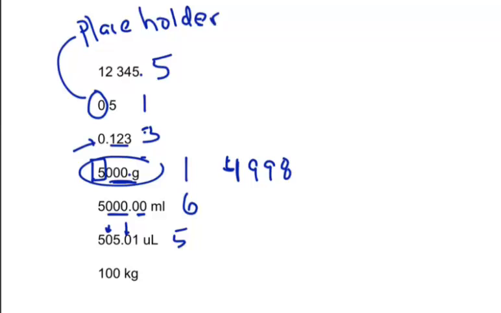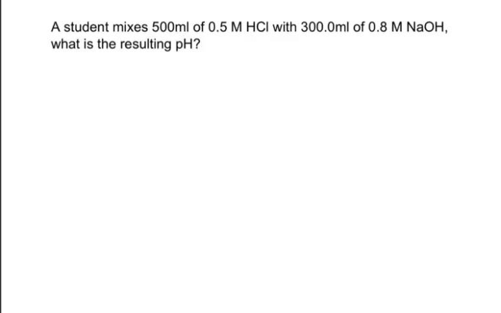And in our last one, our 100 kilograms, we have 1 significant digit. These zeros are placeholder zeros because they're not surrounded by a decimal in any way, and so we would consider that 1 significant digit. So it's fairly straightforward to identify the number of significant figures in a number.